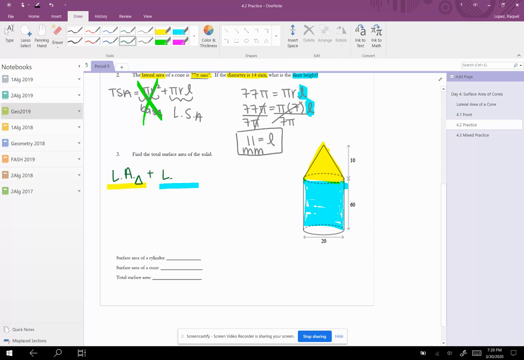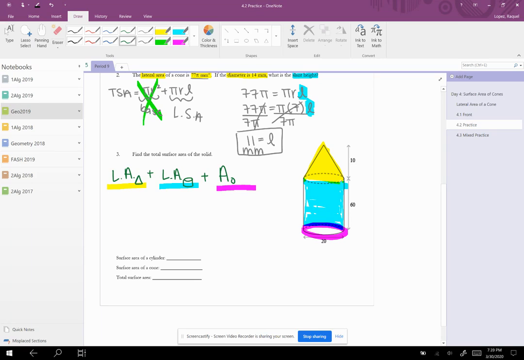So plus the lateral area of a cylinder, plus the area of this circle down here. So plus the area of the circle. Okay, so now I'm going to go ahead and reach for the formulas that I need.